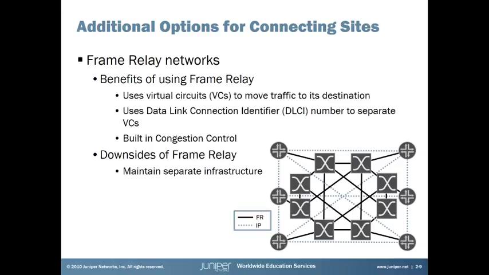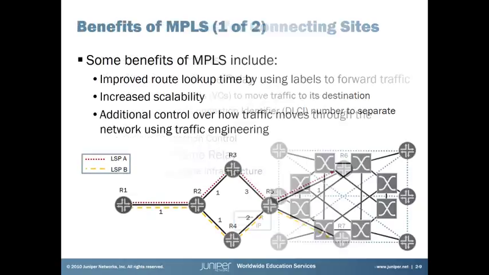Another solution that was used is frame relay. And with frame relay, again, you use virtual circuits to move traffic to its destination, uses a data link connection identifier number to separate the virtual circuits, and it has built-in congestion control. But then again, you've also got to maintain a separate infrastructure over the top to make that work effectively in frame relay.